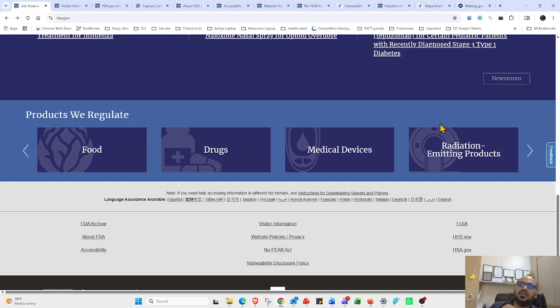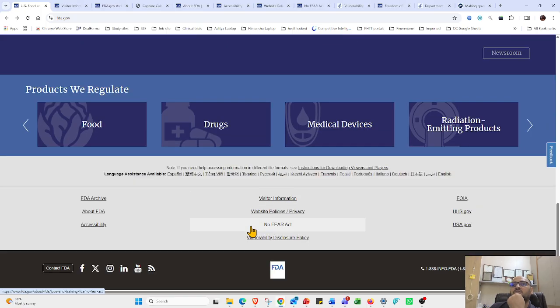Then, FDA dedicated this section as products we regulate. One thing I'll tell you is this website, I think, is a recent website, because before this, the website was of a different design. This is a recent design, I think FDA has launched. This is the contact number of FDA. You can put in RSS feeds. We have learned about RSS feeds previously. You can check the YouTube channel of FDA. You can check the LinkedIn page of FDA, Instagram, X, Facebook, and then this.